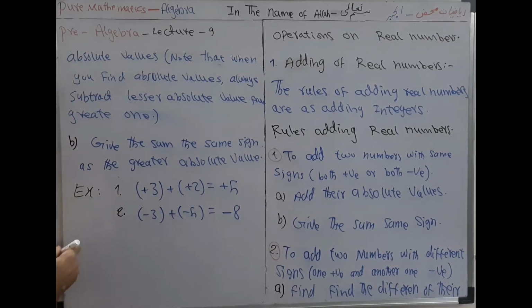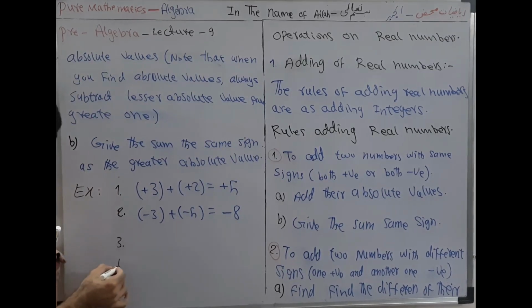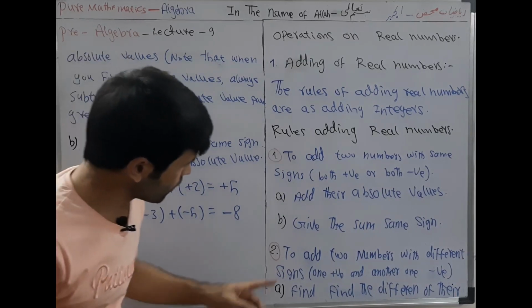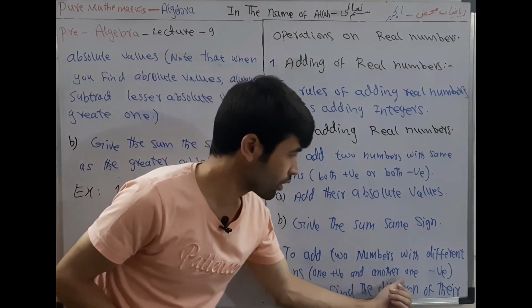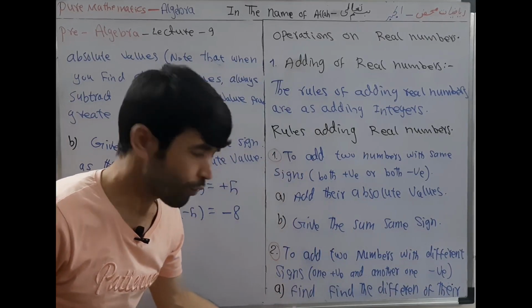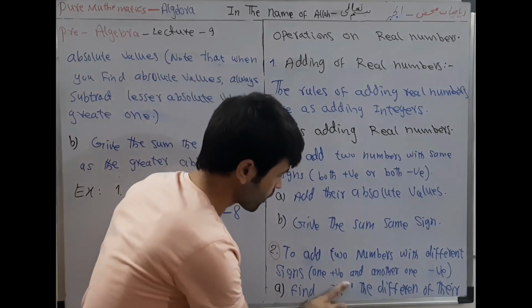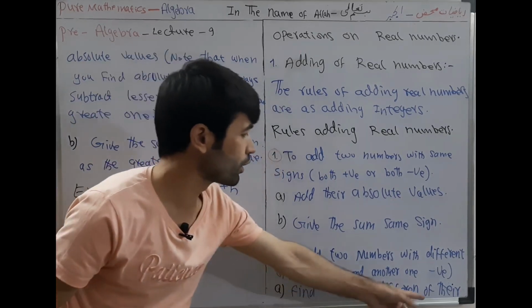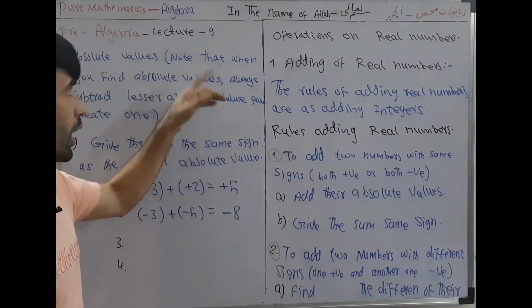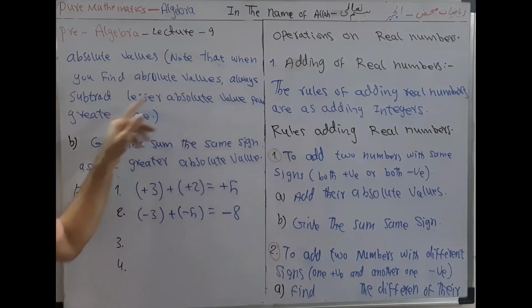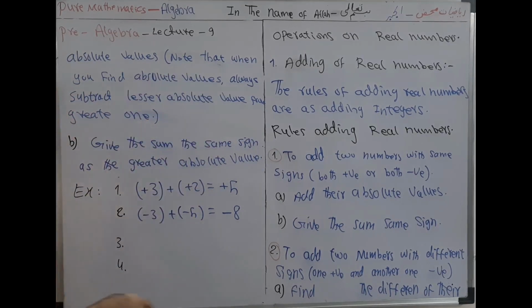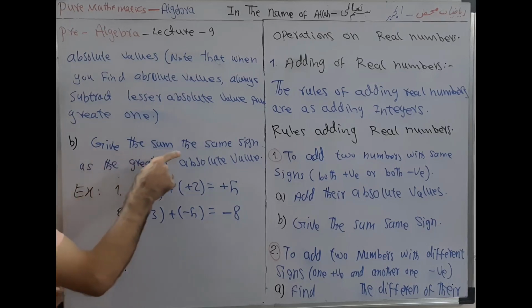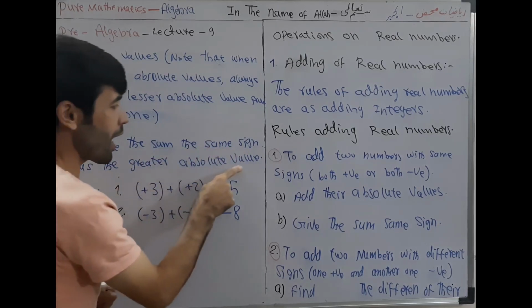Example 3, Example 4. To add two numbers with different signs, one positive and another one negative. First, find the difference of their absolute values. Note that when you find the difference, always subtract the lesser absolute value from the greater one. Then give the sum the same sign as the greater absolute value.